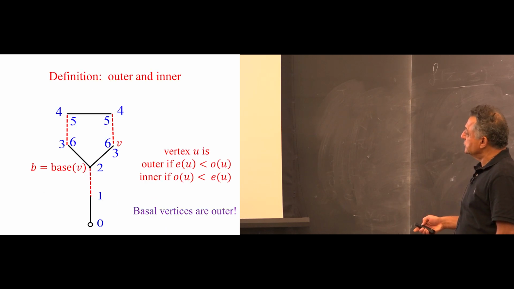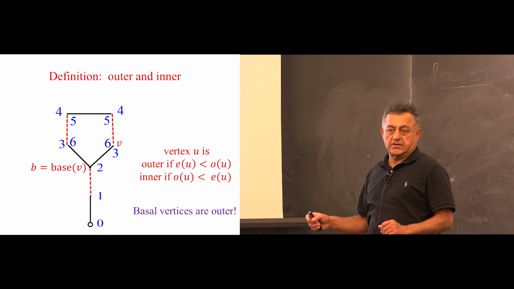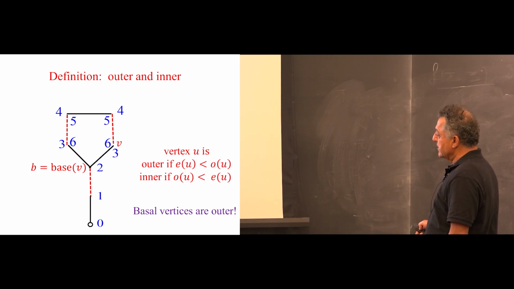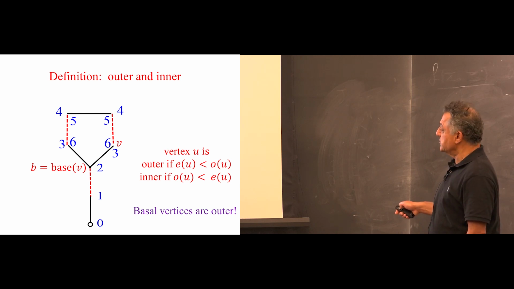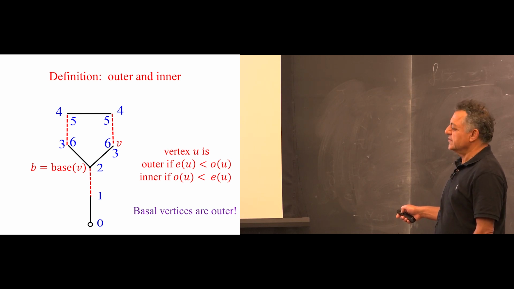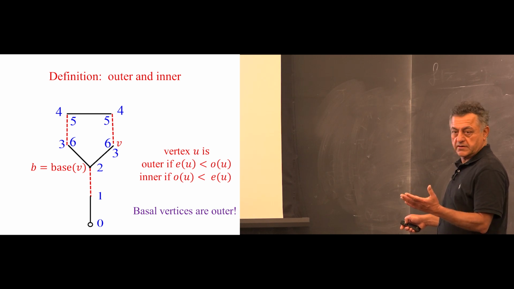Okay, so now I'll give a completely graph theoretic definition of inner and outer. A vertex is outer if its even level is smaller than its odd level, and it's inner if its odd level is smaller than its even level. So for example, these two vertices are outer because even level is 4 and odd level is 5. These two vertices are inner because their odd level is 3 and even level is bigger.